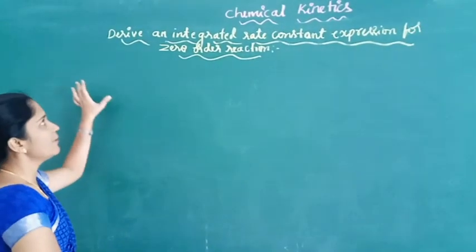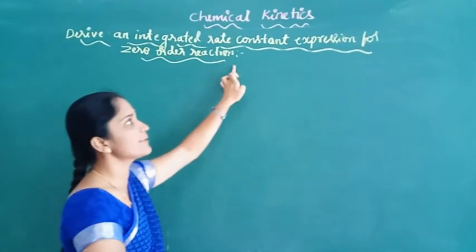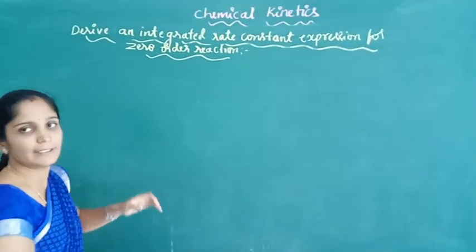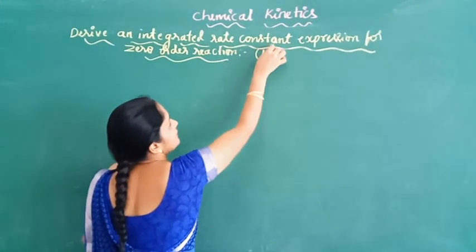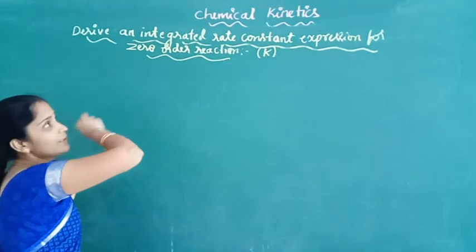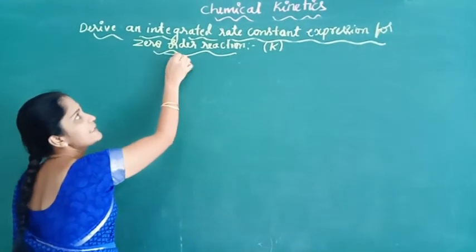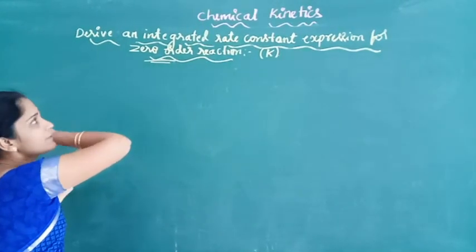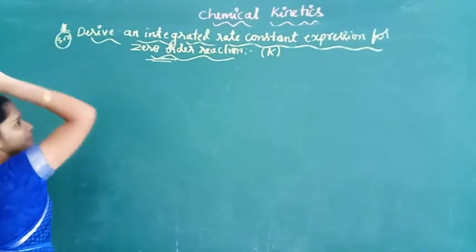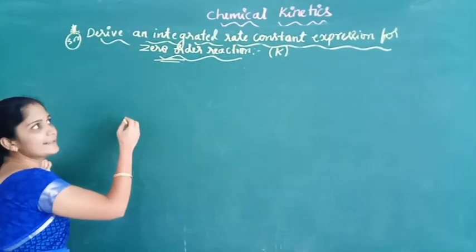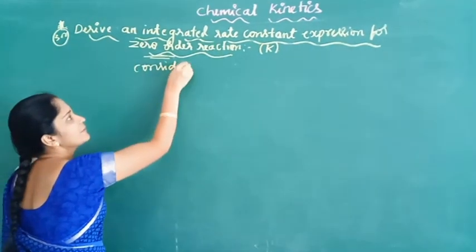Next, we will move on to the derivation. Derive an integrated rate constant expression for a zero order reaction. The rate constant can be denoted as small k. This is very important. This is a 3 marks question. Now let us consider a reaction.